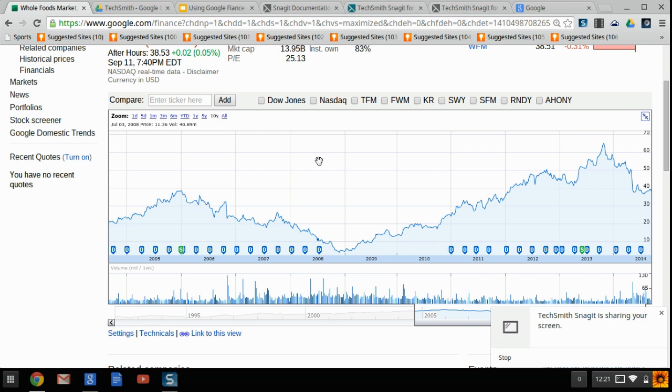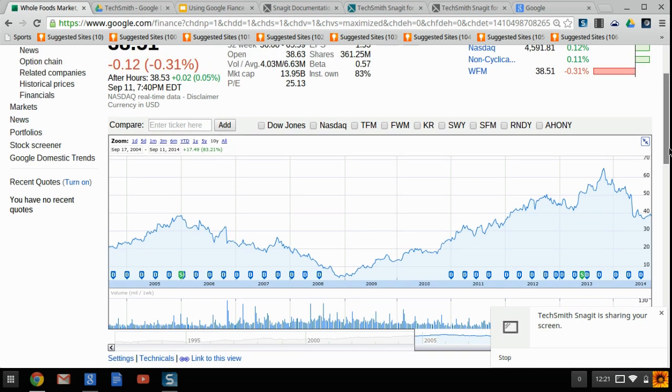So what I'm going to do is move the cursor, and you can see a little hand and a blue dot. That blue dot goes with a certain day and a price that you can see up here. If I move this cursor as far over as I can to the left, I can find out that on September 24th, 2004, the price of Whole Foods stock was $21.18.